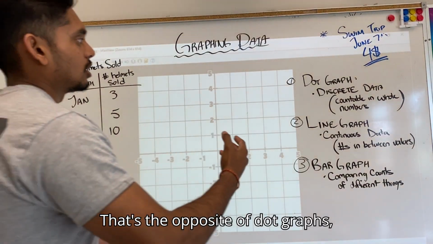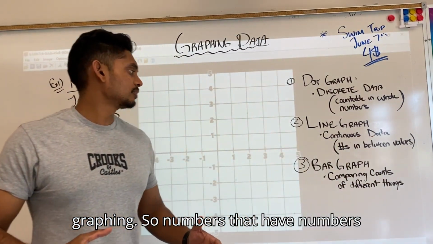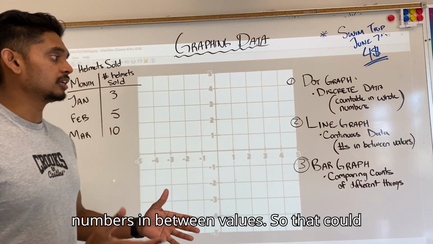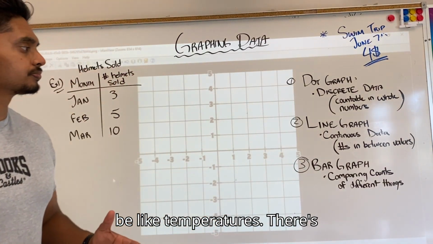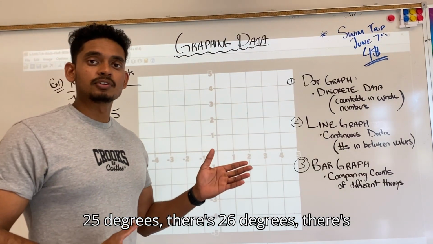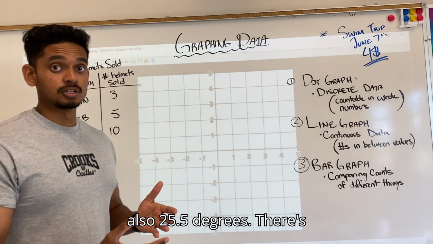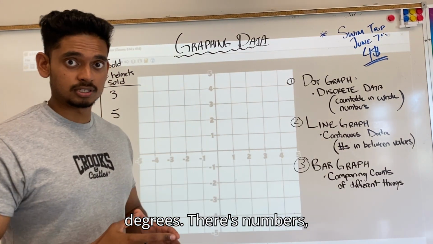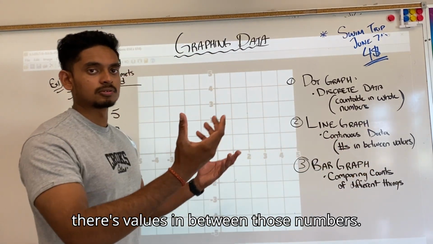Number 2, line graphs. Okay, that's the opposite of dot graphs. Continuous data. That's what we're graphing. So numbers that have numbers in between numbers. Okay, numbers in between values. So that could be like temperature. All right, there's 25 degrees, there's 26 degrees. There's also 25.5 degrees. There's also 25.555 degrees. Okay, there's values in between those numbers.